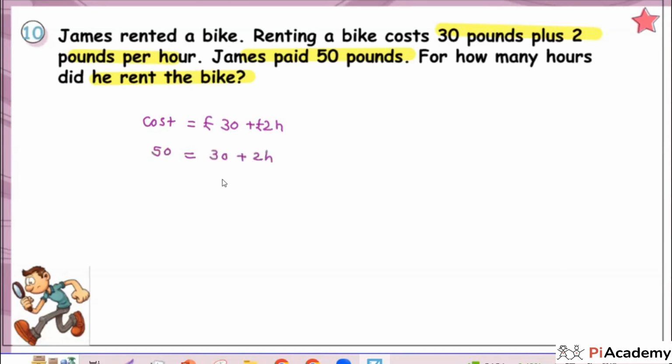So from here it's very clear. I am subtracting 30 from both the sides. If I take away 30 from both the sides, then 20 equals 0 plus 2h. So 20 equals 2h. And now you can divide by 2 on both the sides, and you are going to get h equals to 10. That means 10 hours. Okay. Clear, everyone? If you have any doubt, please raise your hand.